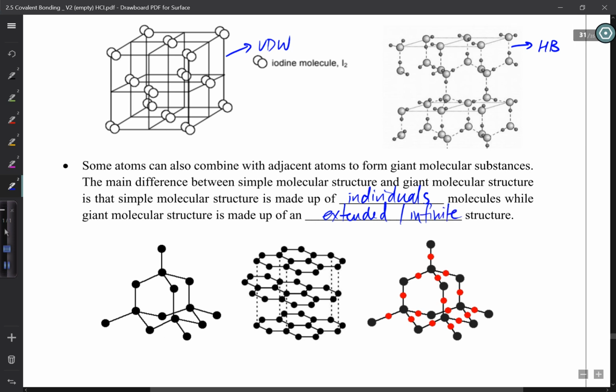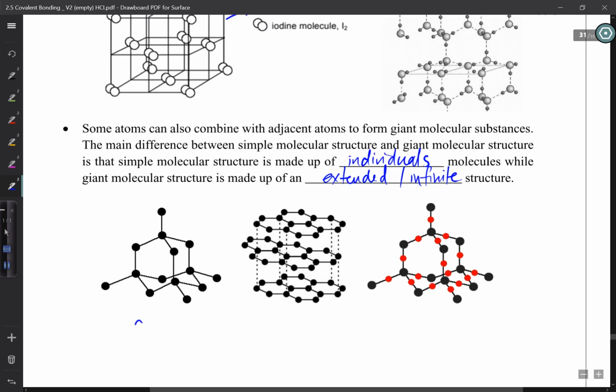So shown here are three examples. The first one is diamond. You should be able to spot it. The middle one is graphite. And the one on the right hand side is SiO2, alright, silicon dioxide, which is sand.